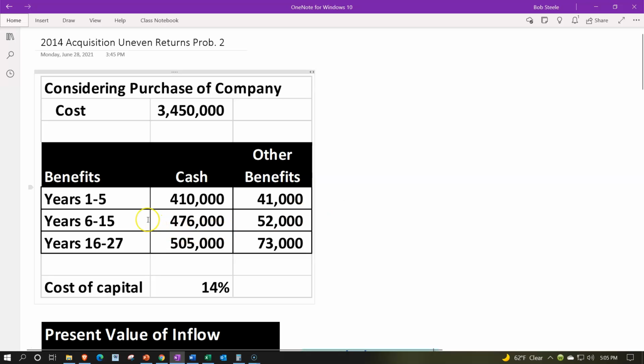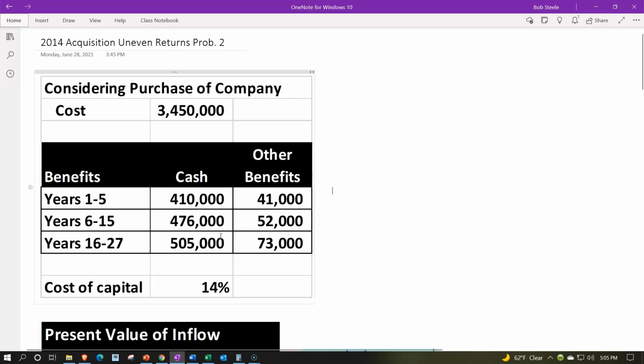Then on years 6 through 15, we're going to have another cash flow of $476,000 from the new company and $52,000 of other, synergistic benefits. And then years 16 through 27, $505,000 and $73,000 of other benefits.